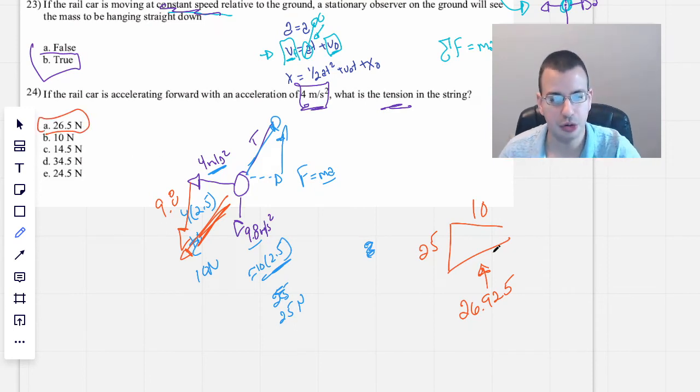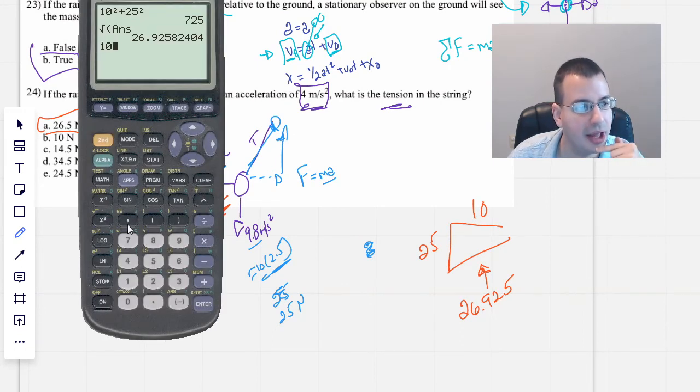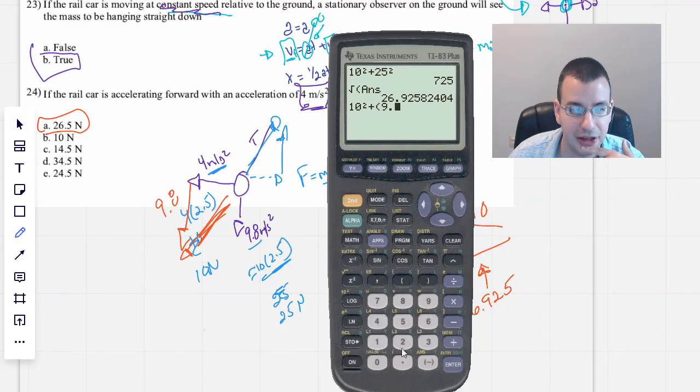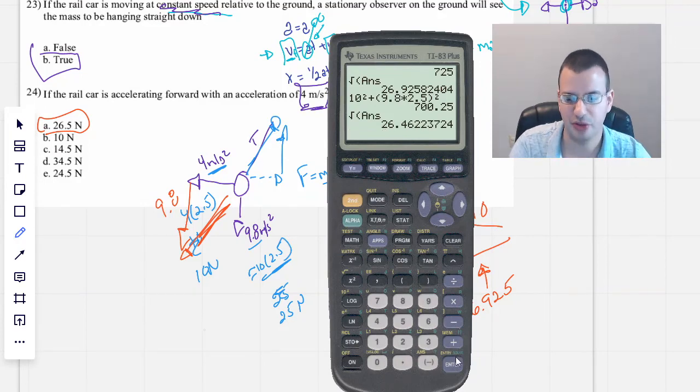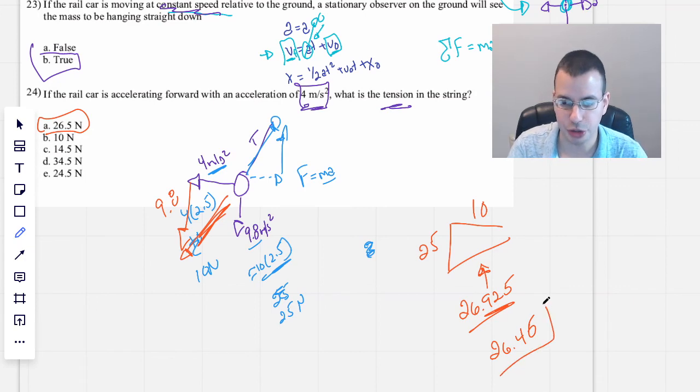I'm going to redo it real quick, just with 9.8 instead of my approximated 10. So 10 squared plus quantity 9.8 times 2.5 squared. Second square root, second answer. That gives us 26.46. So 26.46 is the actual answer. When I estimated 9.8 as 10, I got the other result. So 26.46, which is 26.5.